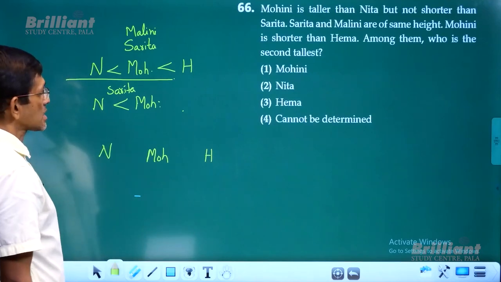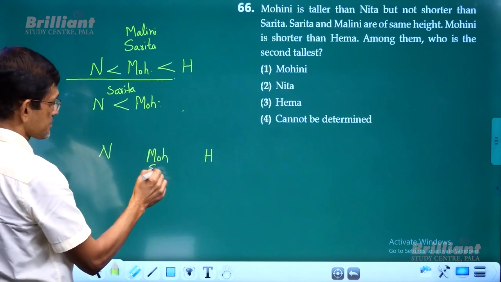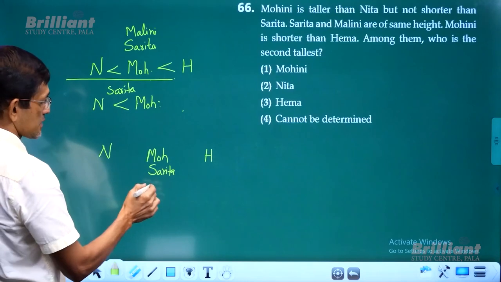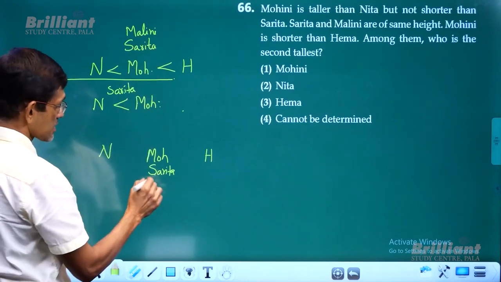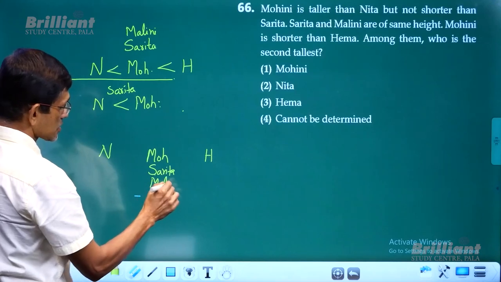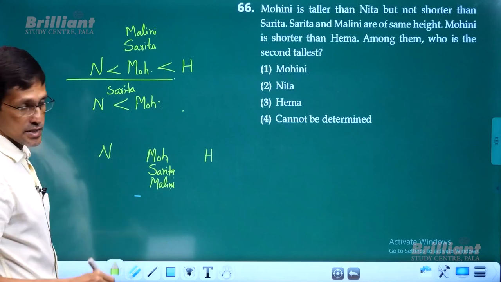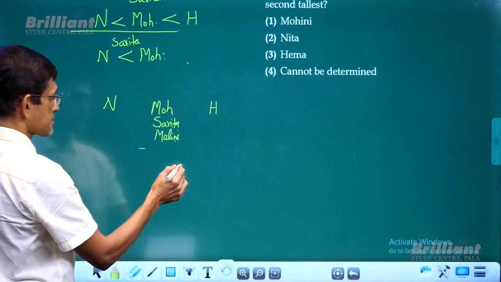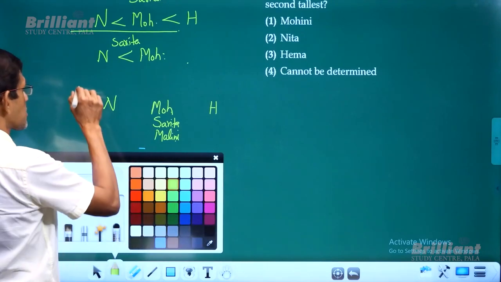What's the possibility of Sarita? Sarita is having either the same height as Mohini, and if Sarita is having the same height as Mohini, then Malini is having the same height as Sarita. So ultimately, Mohini, Sarita, and Malini are of the same height. That's one of the possibilities we have. Another possibility, we look at the second possibility. This is possibility one.